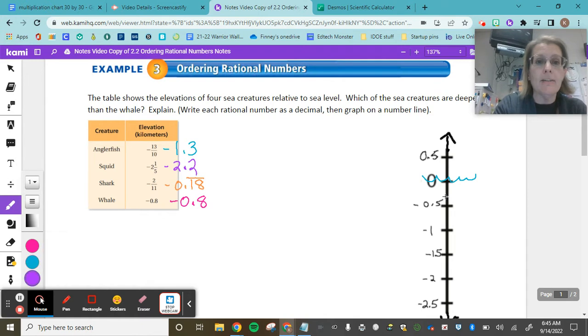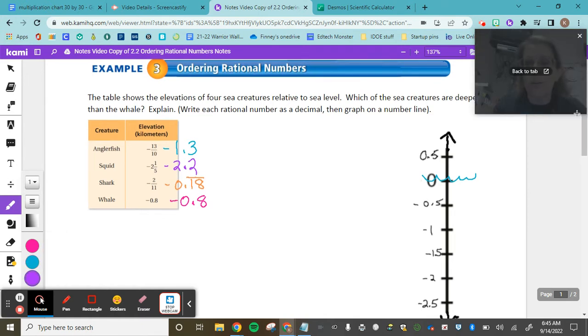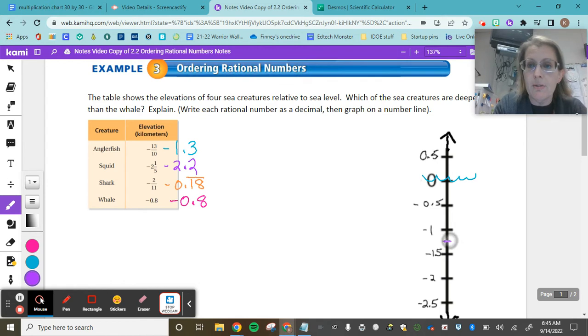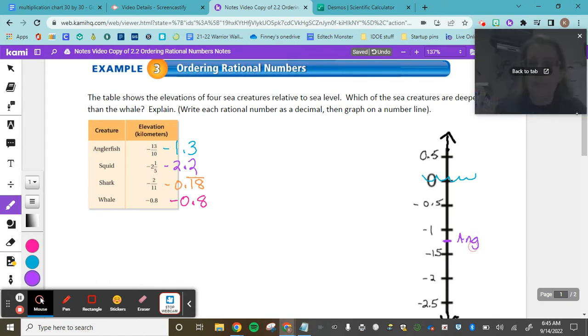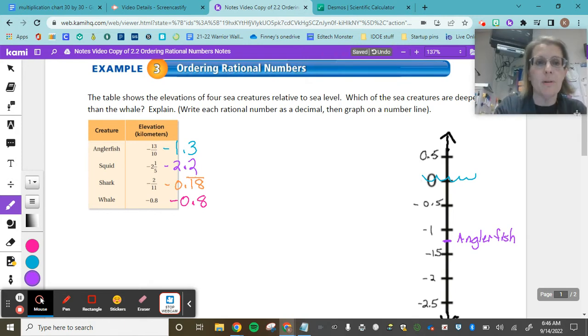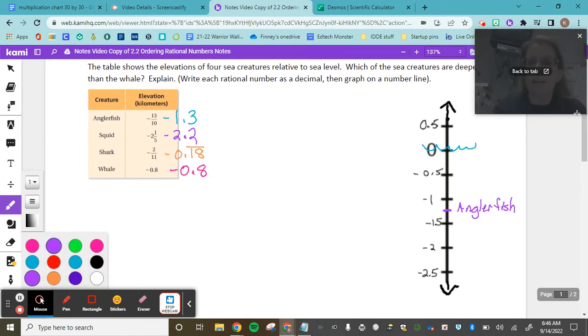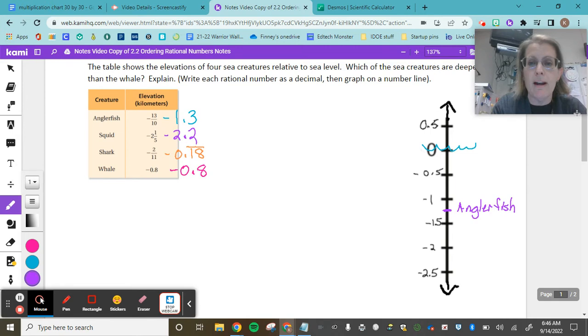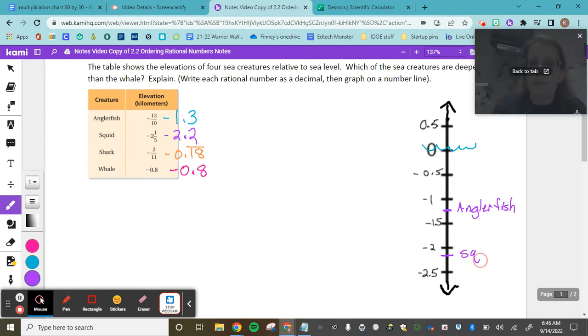So we will plot -1.3. So I look at where -1 is, and -1.3 is about halfway between -1 and -1.5. So -1.3 is approximately there, and that would be the anglerfish. So now we're going to look at the squid. The squid is at -2.2, so I take and I look at -2 and -2.5. So -2.2 is in between those, and that will be my squid.